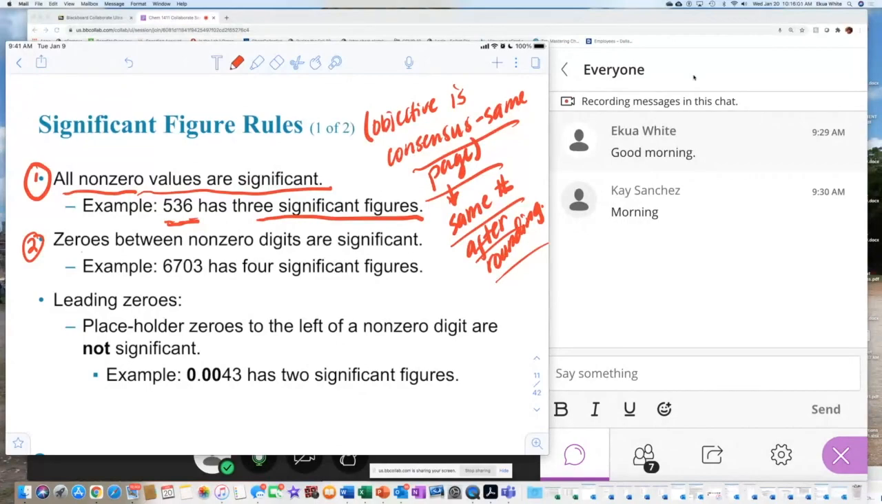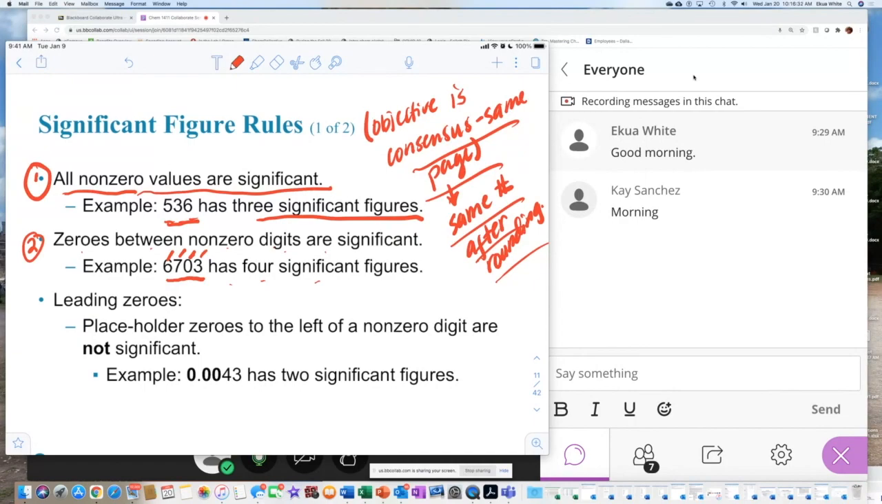Number two, zeros between non-zero digits or numbers are significant. So 6703 has 4 significant figures because, of course, the 6, the 7, and the 3 are significant. But the 0 is also significant because it's sandwiched between 2 non-zero numbers. Okay? Zeros between 2 non-zero numbers are significant. Okay, so hopefully you're writing this down.